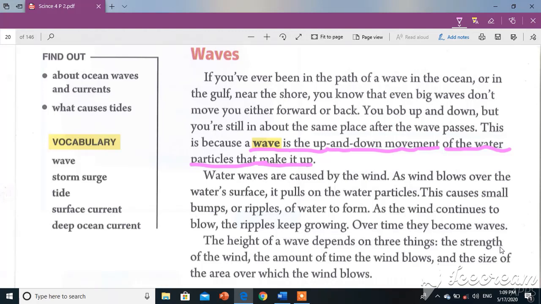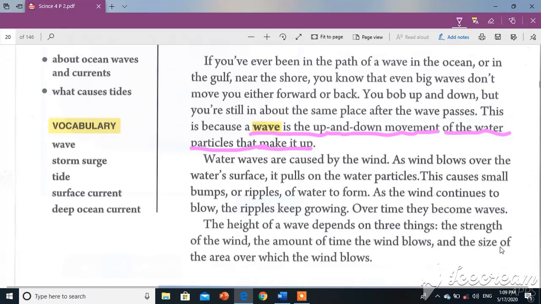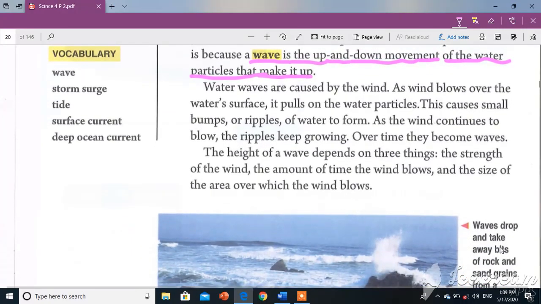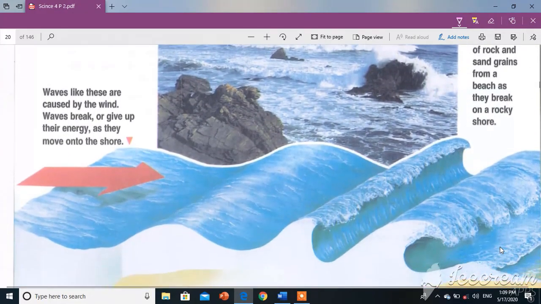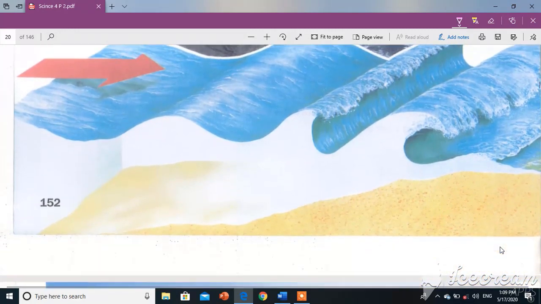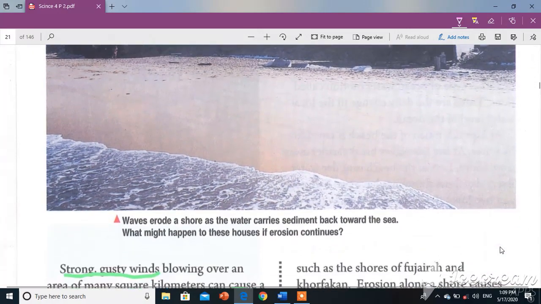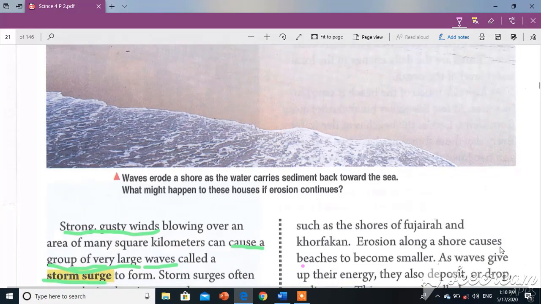Today we will review tides and currents. Before that, let me remind you what we studied in the previous lesson. In the previous lesson, we studied waves. What is a wave? A wave is the up and down movement of the water particles that make it up. We also studied storm surge. What is a storm surge? A storm surge is a group of very large waves caused by strong or gusty winds.